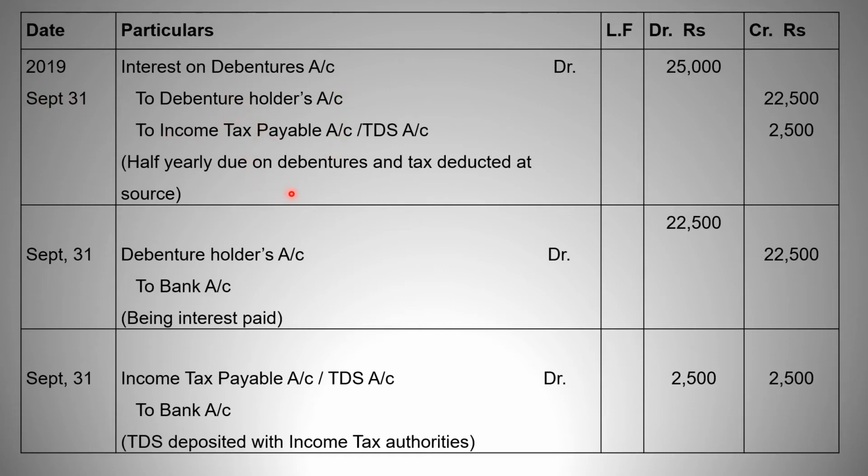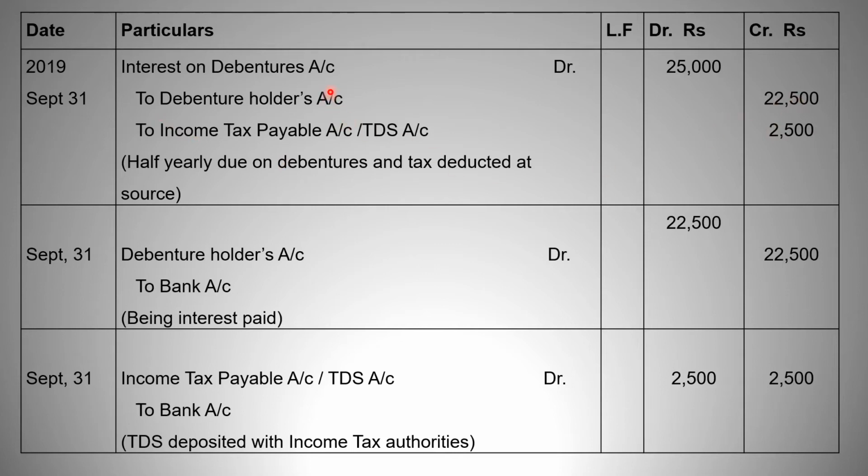Total interest coming 50,000, but as it is 6 months, so 50,000 into 6 by 12, it is coming 25,000. So interest on debenture account 25,000. TDS we have to calculate 10% on that amount. So if you calculate TDS 10%, it is coming 2,500. So balance amount we have to pay to the debenture holder. So therefore, amount transferred to debenture holder 22,500.